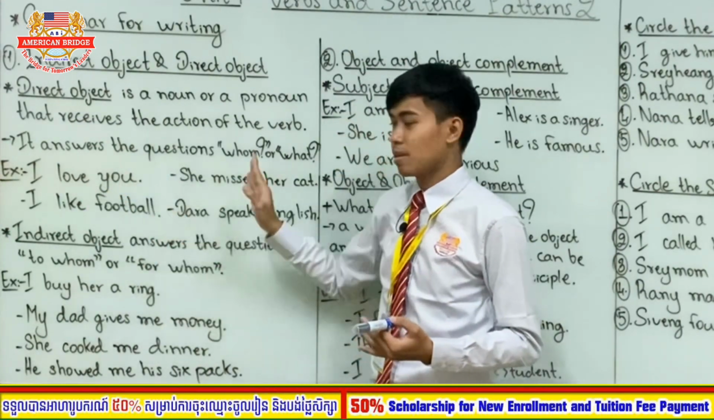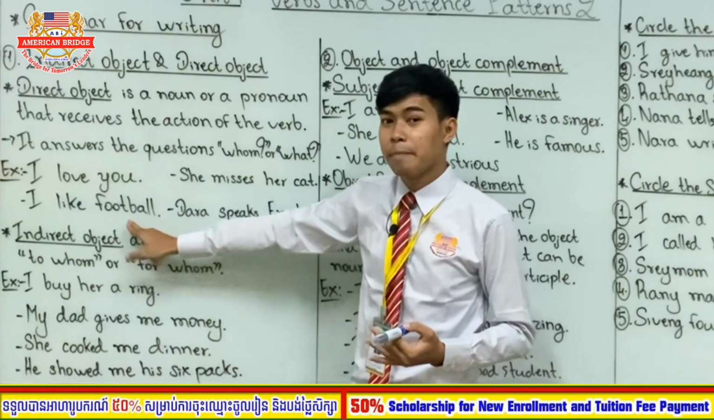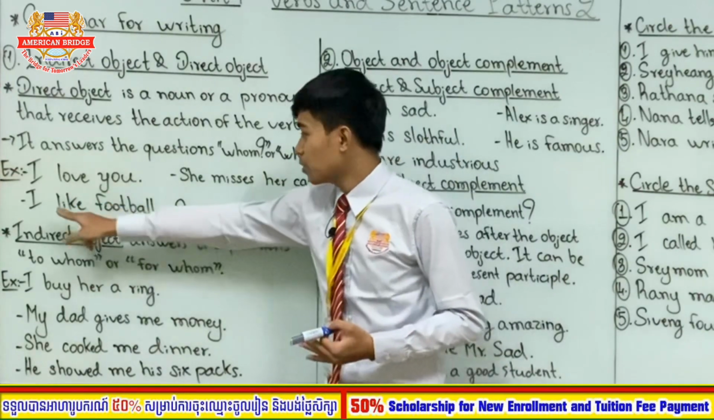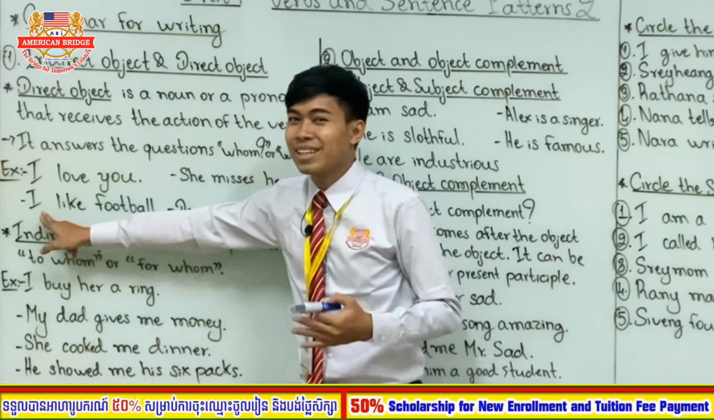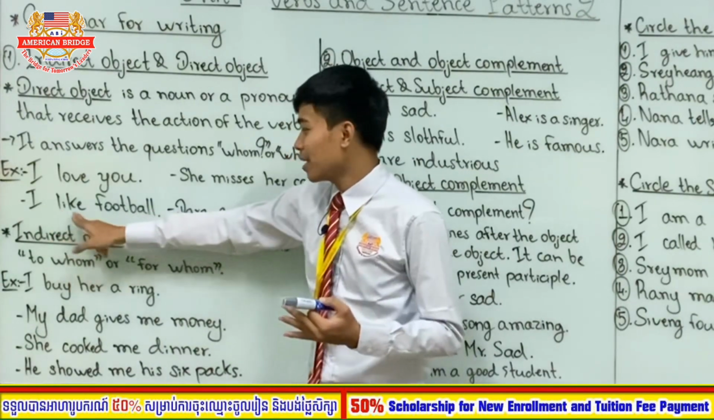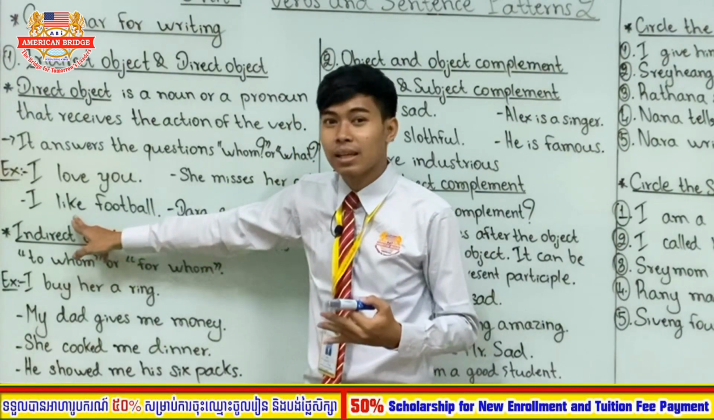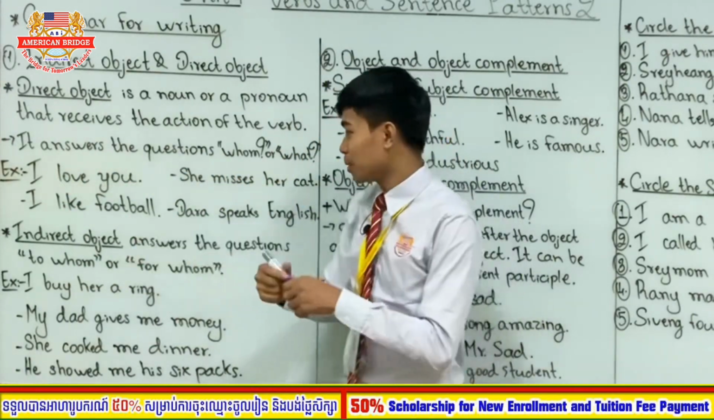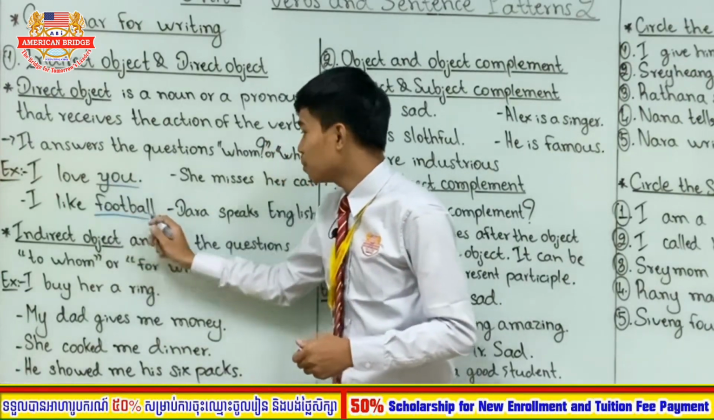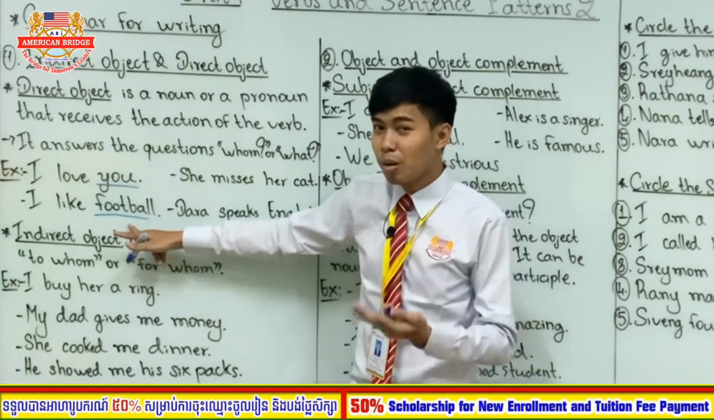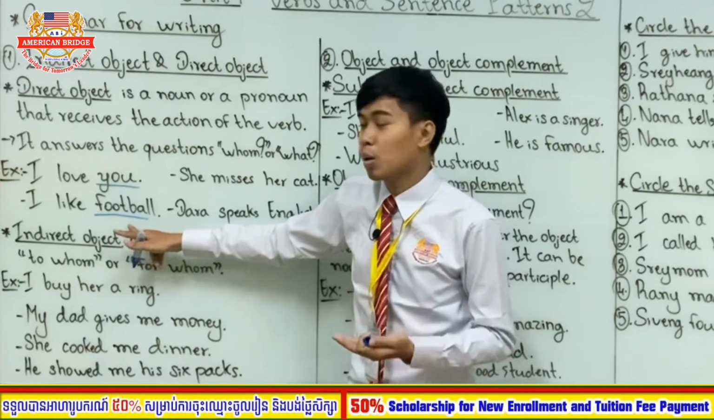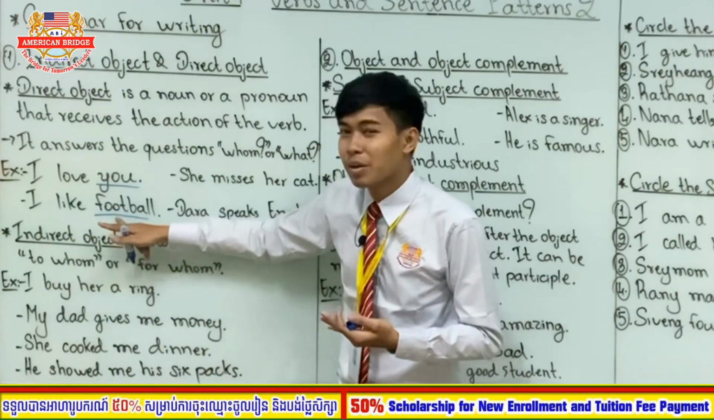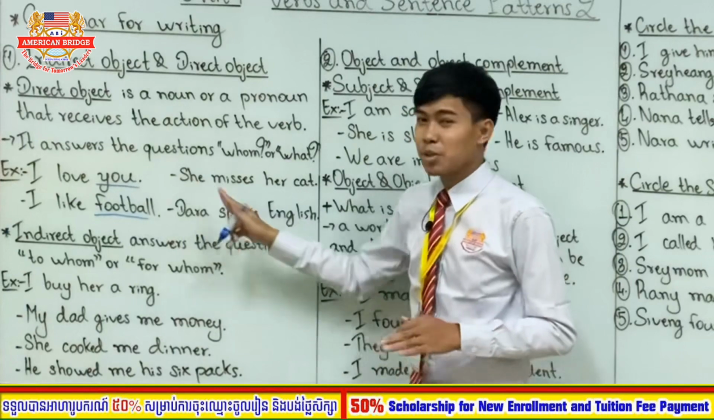Let's go to another example. I like football. Again, identify what is the subject and what is the verb. The subject is I, and the verb is like. Here it answers the question I like what? I like football. So football here is the direct object, right? It is an object and it is a direct object because it receives the action like. I like what? I like football. Easy, right? Let's go to another example.